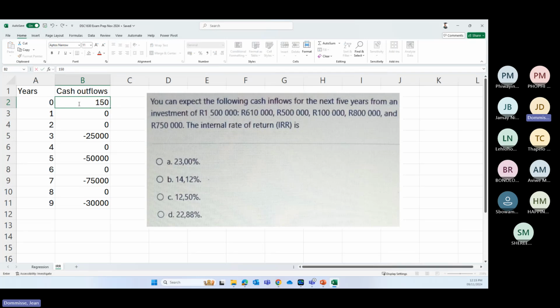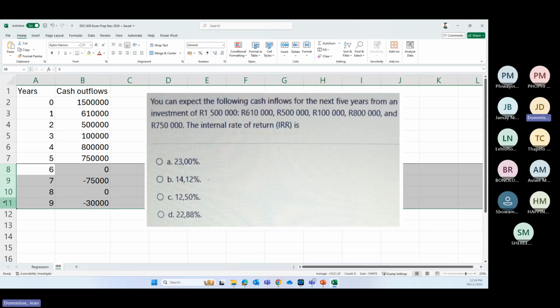Okay, so the first number was 1.5 million, then 610, then 500. Let's just hope every time I do it I put in the right numbers, but we will soon see. And 750. Okay, so this is also on all your calculators.